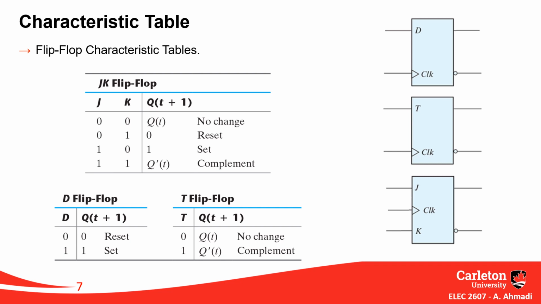For JK flip-flop, the situation is slightly different because you have two inputs, and the next state of the flip-flop will be decided based on what you have as state right now and what you apply to inputs J and K. If you apply 0, 0, state won't change. If you apply 0, 1, state will be 0. If you apply 1, 0, your state will become 1. And if you apply 1, 1, your state will be toggled, will be complemented, will be negated. Whatever you have will be flipped to the other one, 0 to 1, 1 to 0.